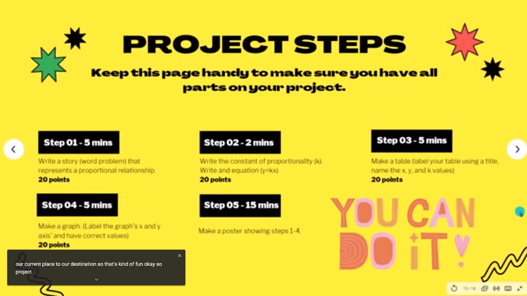Okay, so project steps. Keep this page handy to make sure you have all of the parts on your project. Step 1, you need to write a story or a word problem that represents a proportional relationship. Step 2, write the constant of proportionality, write the equation. Step 3, make your table. Label your table using a title. Name the X, Y, and K values. Step 4, make a graph. Label the graph's X and Y axis and have correct values. Step 5, make a poster showing steps 1 through 4.